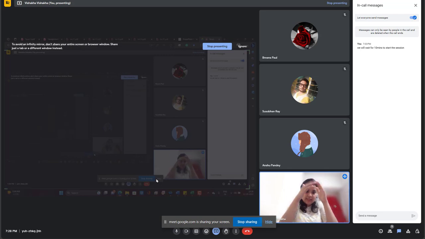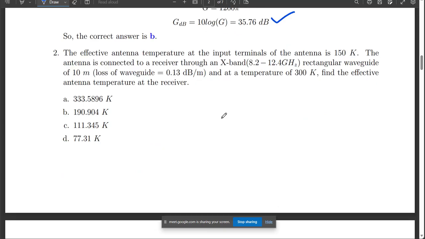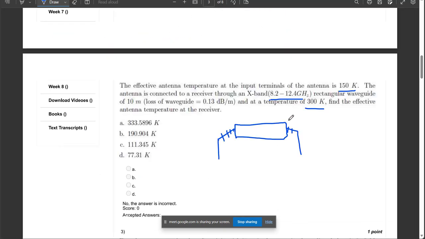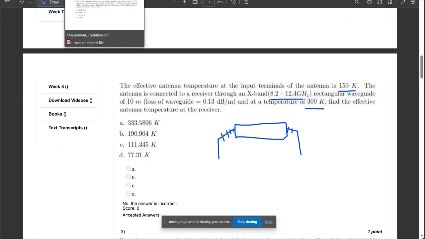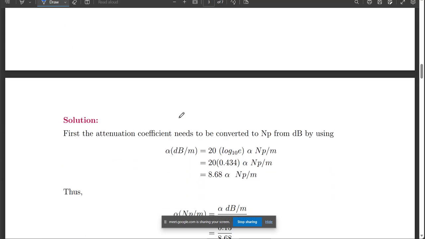Similarly, you have a rectangular shaped waveguide. Here it's given that a rectangular shaped waveguide is given to you, and loss of waveguide is 0.13 dB per meter. Now you have to find out the effective antenna temperature at the receiver. Got it? You got the question? Now I will tell you how to solve this question.